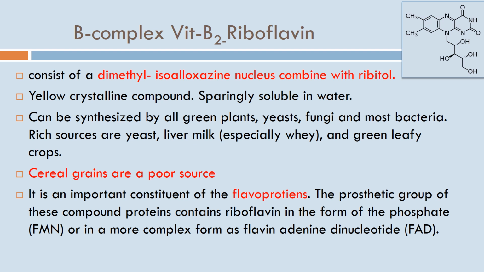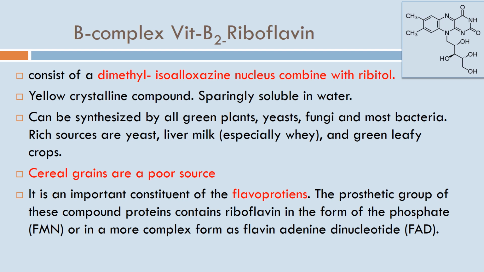Vitamin B2 or riboflavin consists of a dimethyl isoalloxazine nucleus combined with ribitol. It's a yellow crystalline compound and sparingly soluble in water. It can be synthesized by all green plants, yeast, fungi, and most bacteria. The rich sources are yeast, liver, milk, and green leafy crops, whereas cereal grains are not a good source of this vitamin.